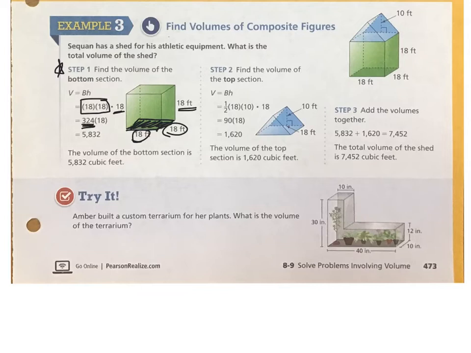That's this piece right here, times another 18, which is the height of the prism. So the volume of the bottom section is 5,832 cubic feet. In step 2, we're going to find the volume of the top section. The top section is a triangular prism. So we are going to first find the area of the base, which is the triangle of that prism.